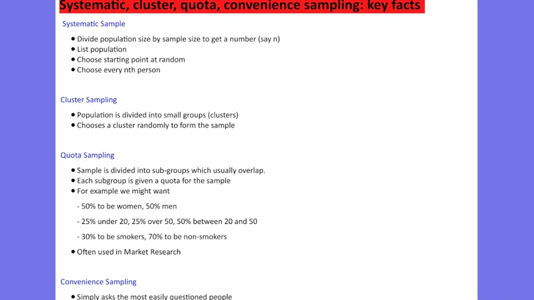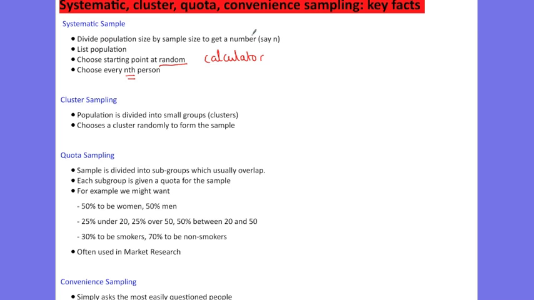Having a look now at some different types of sampling beyond random and stratified. Here we have systematic sample. This is when we divide the population by the sample size to get a number. Now, whatever that number is, we then need to list the population. Choose a starting point at random. How would we choose a starting point at random? Use the calculator. And then we choose every nth person.